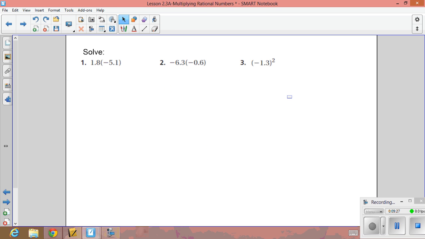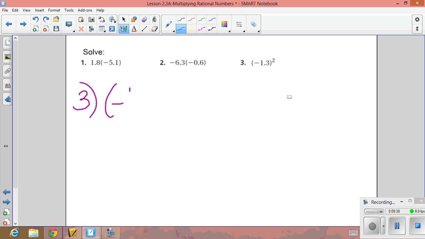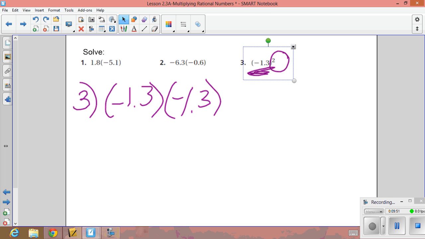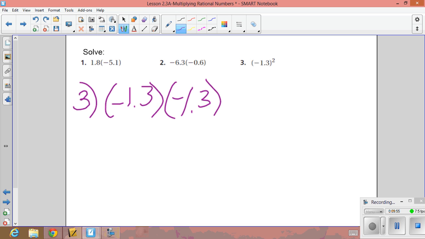And here is example number 3. In example number 3, I see negative 1.3 to the 3rd power. What that means is negative 1.3 times negative 1.3. That means we take this number and we multiply it by itself 2 whole times. So what we're going to do now is set up the problem and multiply as normal.